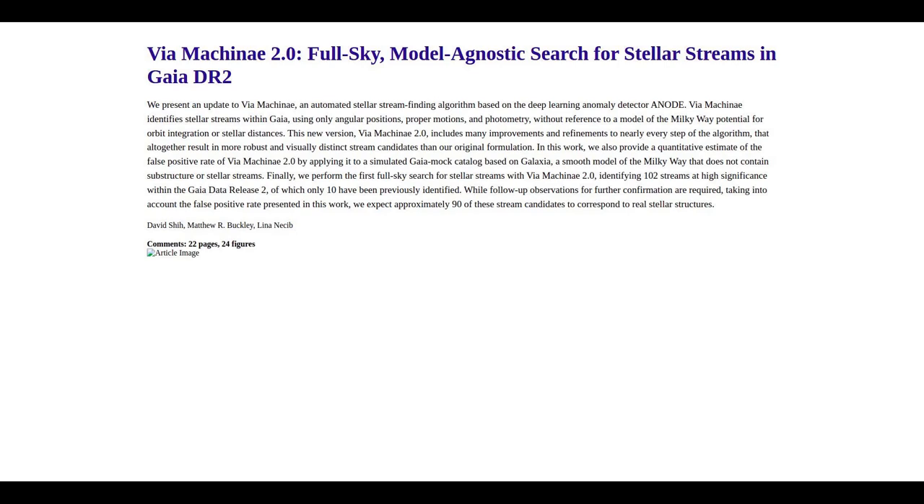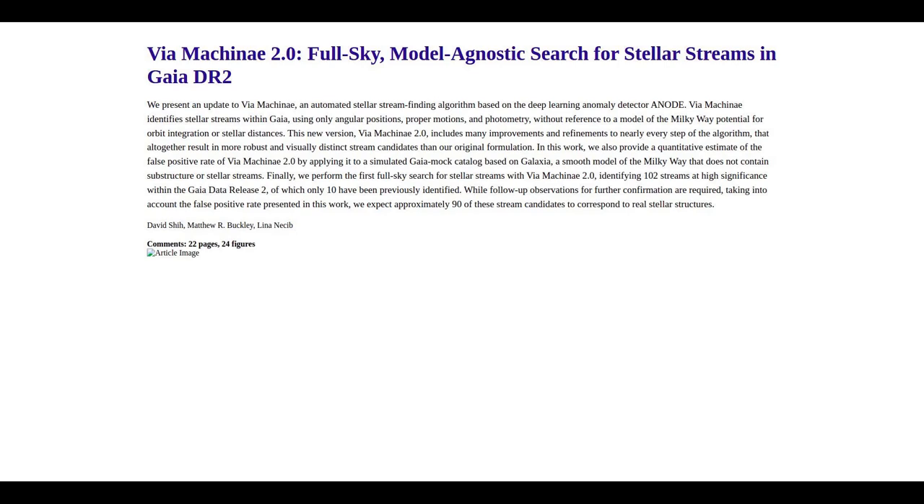This new version, Via Machina 2.0, includes many improvements and refinements to nearly every step of the algorithm that altogether result in more robust and visually distinct stream candidates than our original formulation. In this work, we also provide a quantitative estimate of the false positive rate of Via Machina 2.0 by applying it to a simulated Gaia mock catalog based on Galaxia, a smooth model of the Milky Way that does not contain substructure or stellar streams.